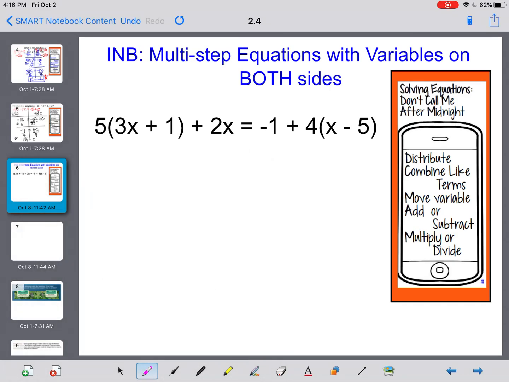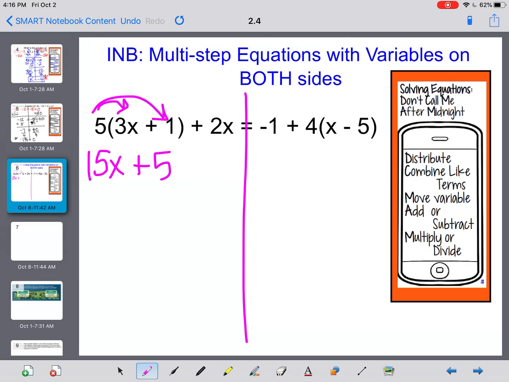All right, here we go. This is a big one, and this involves all of our steps. So we're going to start with distribute. 5 times 3x gives me 15x, plus 5 times 1 is 5, and then I still have this plus 2x.